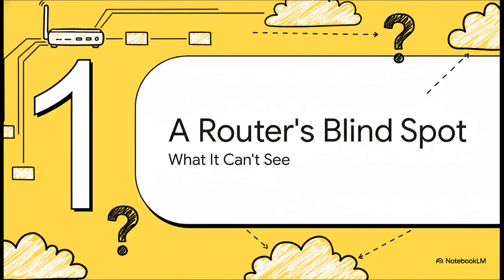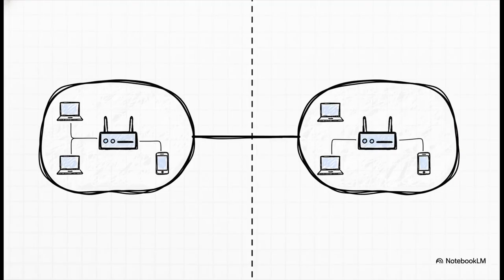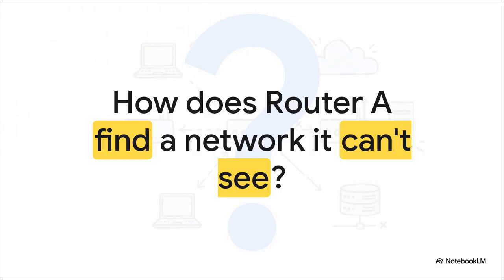See, a router isn't all-knowing. By default, it only really knows about the networks that are physically plugged right into its own ports. Everything else, it's a total mystery. So let's paint a picture. Imagine we have router A, and it's connected to its own little local network. And then over here, we've got router B, connected to a completely different local network. Now, they might be connected to each other, but each one only sees its own backyard. And this is the whole problem, right? Router A knows everything about its own network, but it has absolutely zero idea that Router B's network even exists. It's totally in a blind spot.